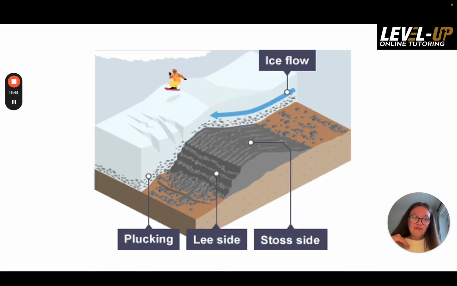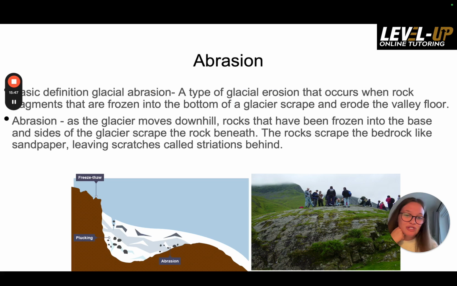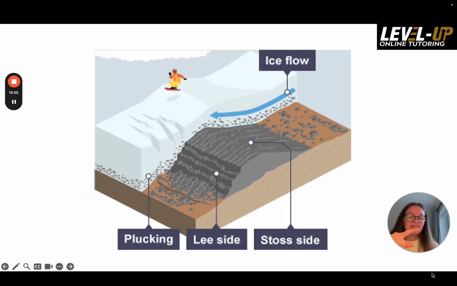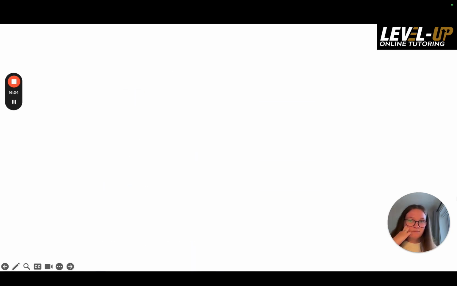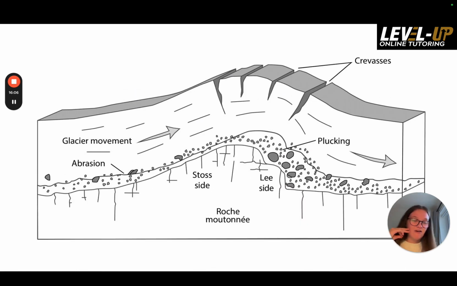So, if you haven't already started your diagram showing plucking and abrasion, this is our abrasion photo, the lot more smooth landscape that's left behind. There are some ideas here for you. So please can you create your diagram of plucking and abrasion. This is a really helpful one. This is also a really helpful one as well.